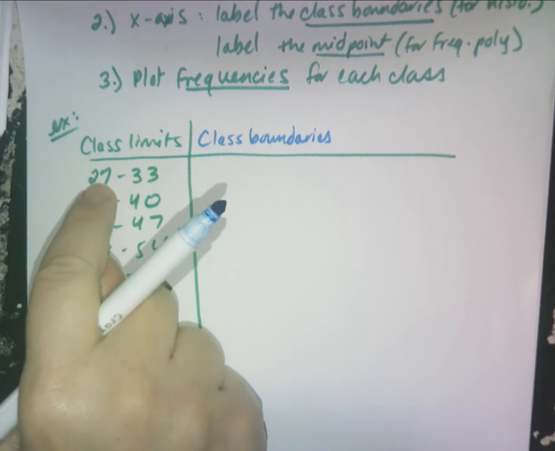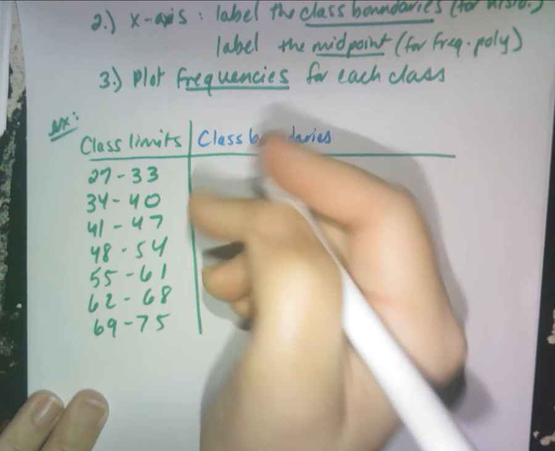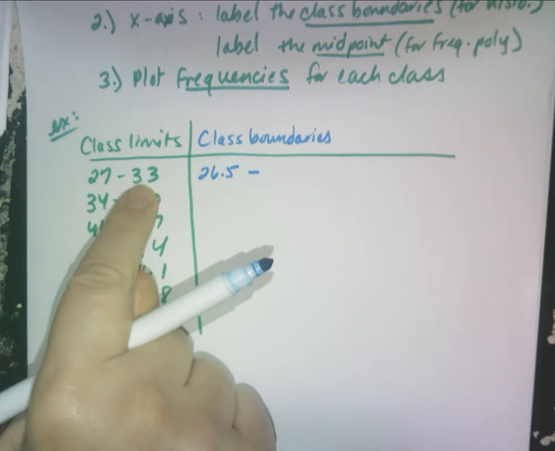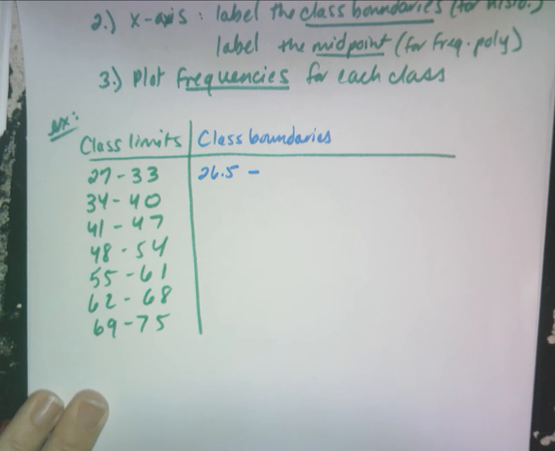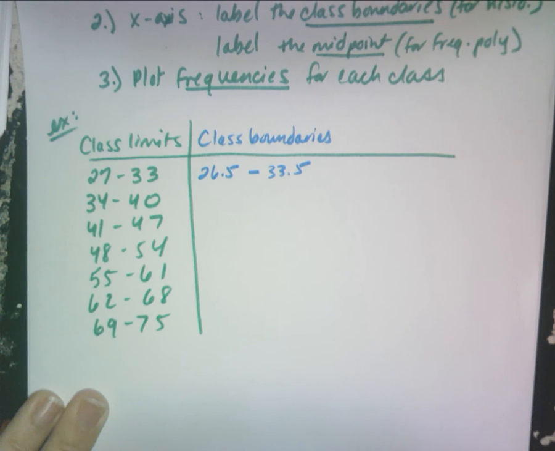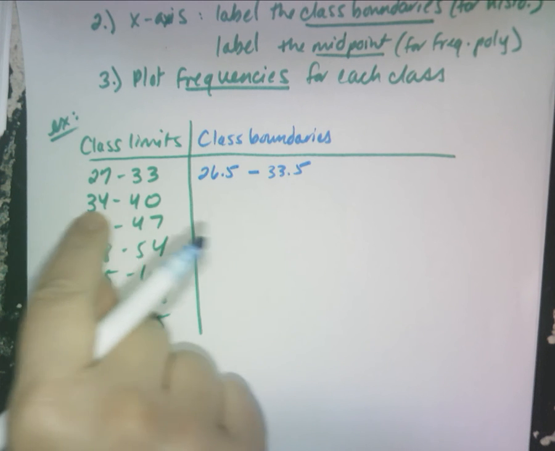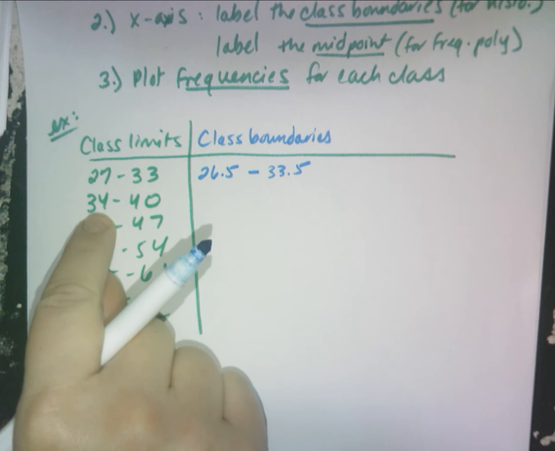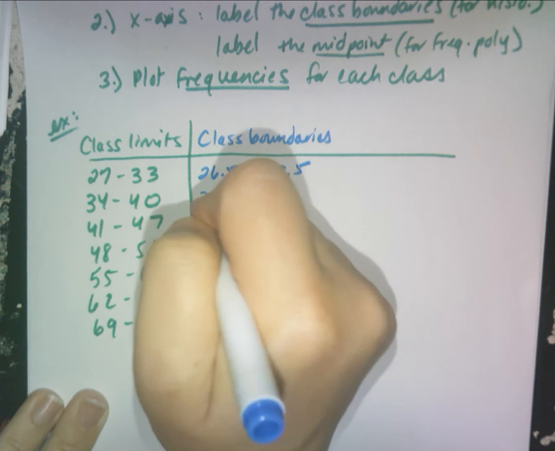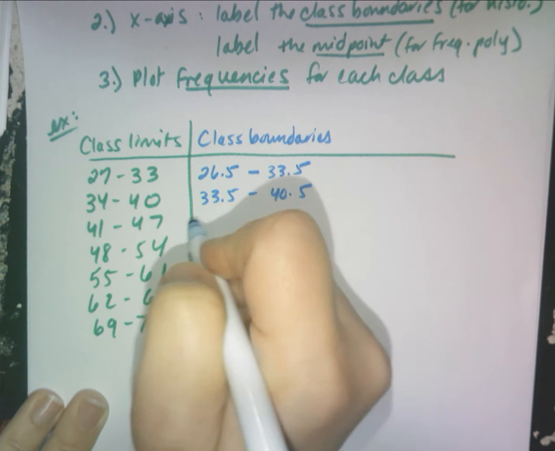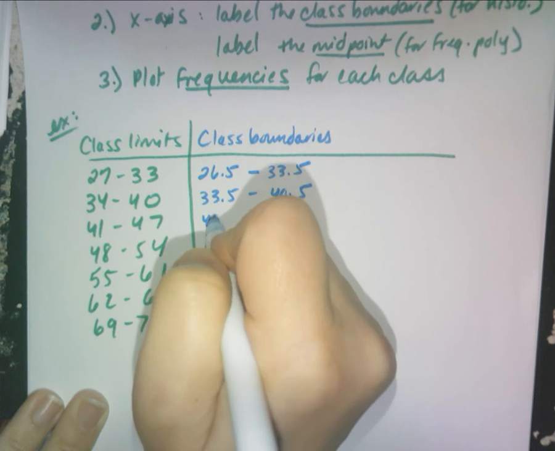So 27, the boundary for 27, you would actually round it down to 26.5. And the boundary for 33, you would round that up to 33.5. So then what would be this boundary? What would you say would be this one right here? 34 would become what? 33.5. 40 would become 40.5. And just keep going. This would become 40.5.